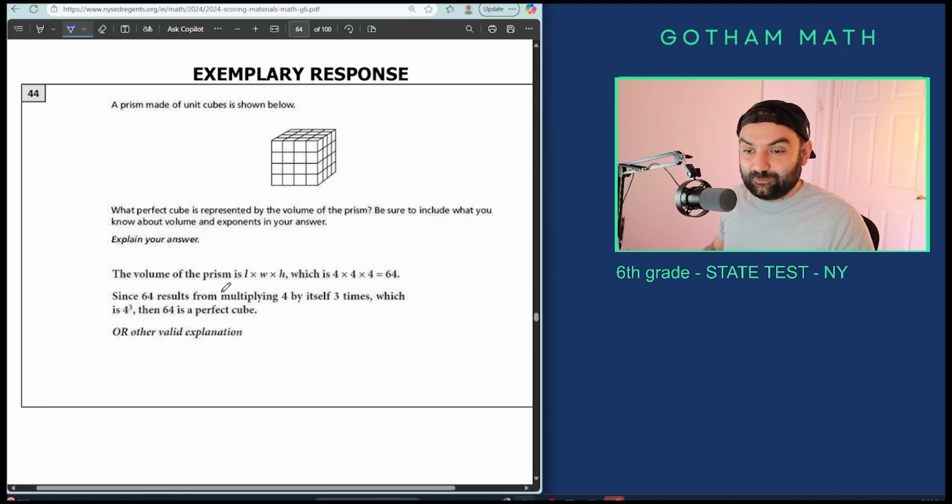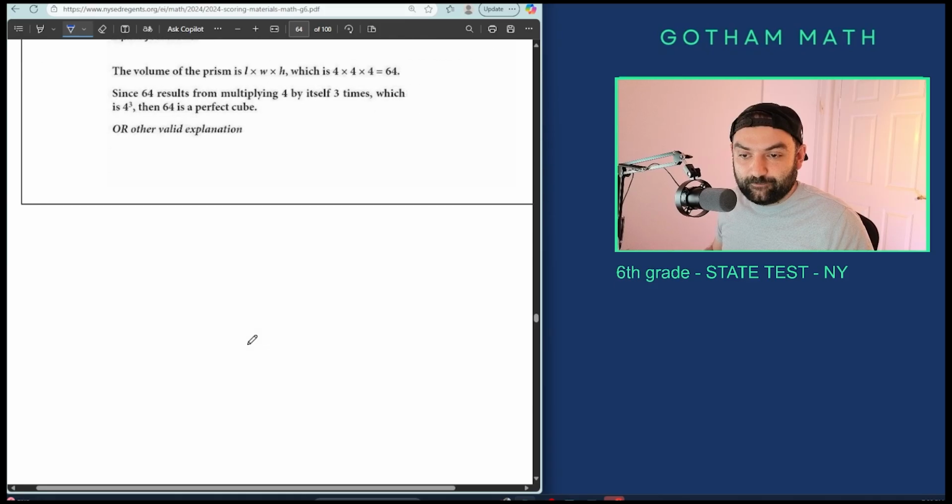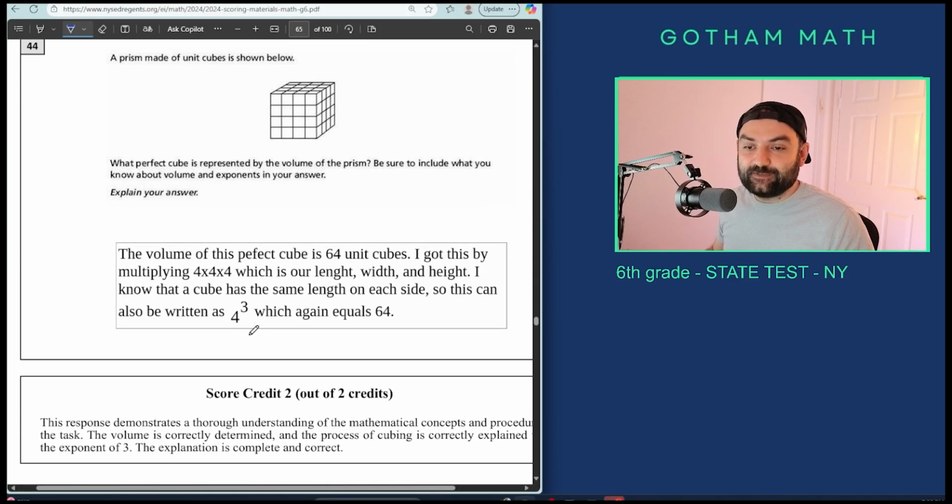Okay, so the volume of the prism is... We know that 4 times 4 times 4 is 64. They did it, but they didn't answer that question. They did exactly what we did. Let's see what they got.